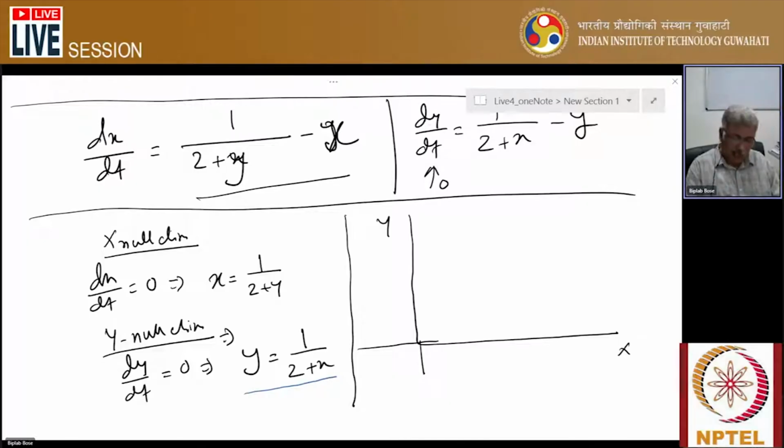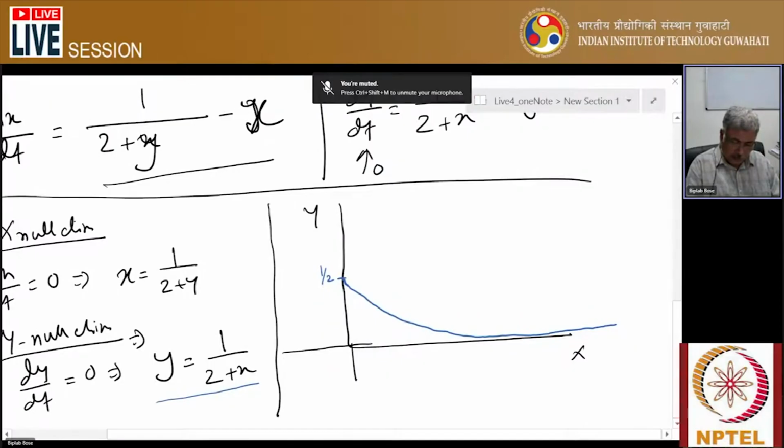So I'll put x equal to 0. If x equal to 0, y will be half. Right? If x equal to 0, y is half somewhere here. I think previously I have drawn this one a few minutes back. I said it will be 2, but it will be half, right? Half will be correct. Fine. And then, as x increases, y should decrease. And it should decrease, not exponentially, but something like this. And I will get an asymptote. Remember, I have an asymptote here. So this is my y null.